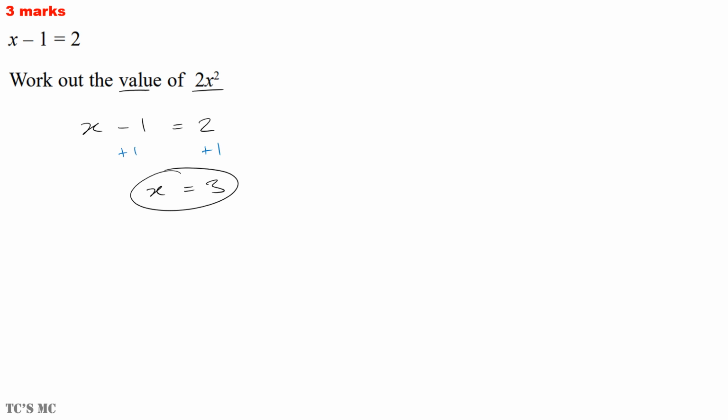Then, to work out the value, we are going to substitute into 2x squared. So 2 multiplied by 3 squared. Now we have our second mark. Remember, for order of operations, we need to do 3 squared first. So 2 multiplied by 9. And then we get 18 and our third mark.